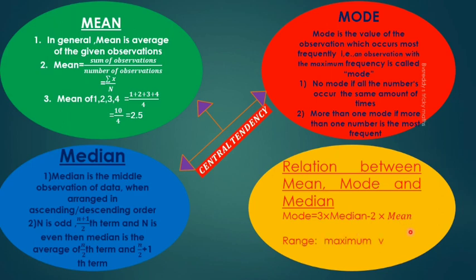Next one, the range. What is range? Maximum value minus minimum value. In the given data, find the difference of the maximum value and the minimum value of the data, and you get the range. So it is also important for bits. Now we go to see the problems.